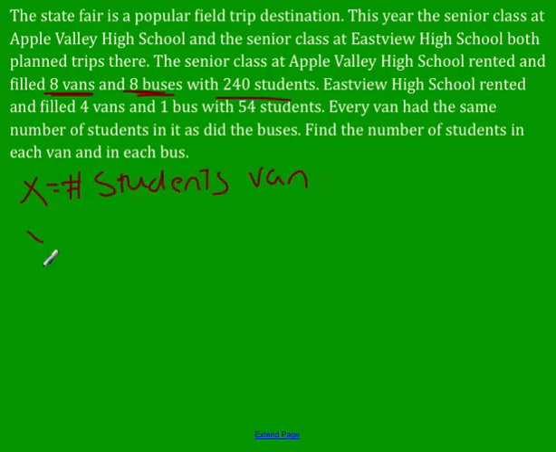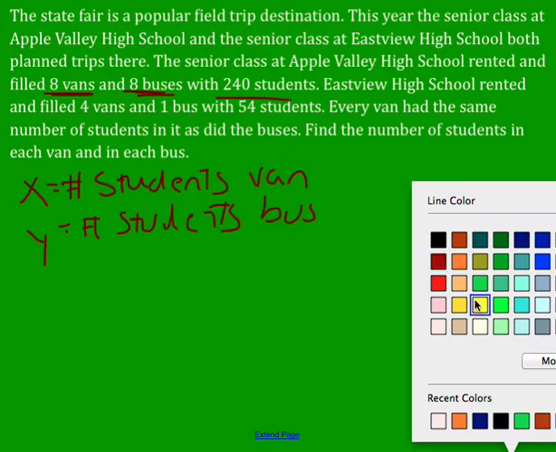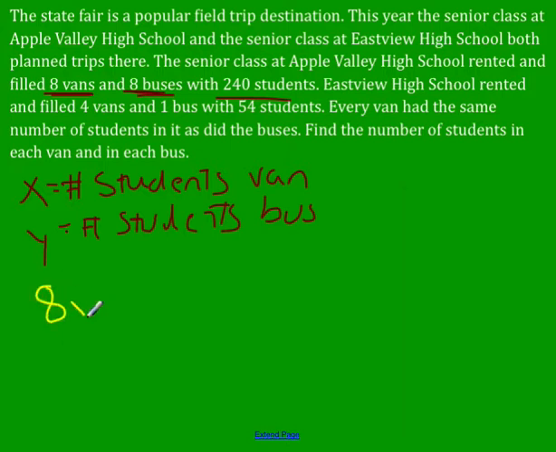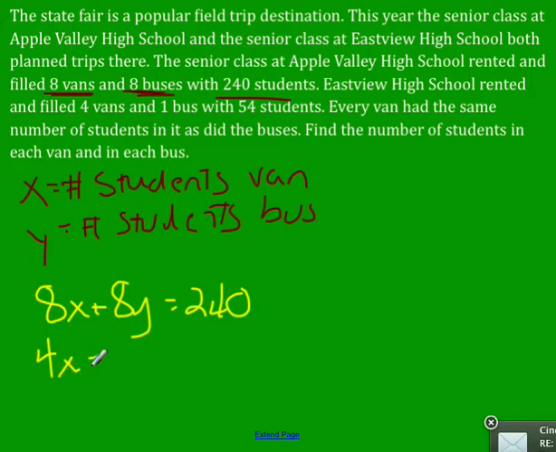And I'm going to let y equal the number of students on a bus. Okay, so let's figure this out. We have 8 vans with x number of students, 8 buses with y amount of students, and that needs to equal 240 students for Apple Valley High School. For Eastview, we have 4 vans with x amount of students and 1 bus with y amount of students, and that is equal to 54 students.